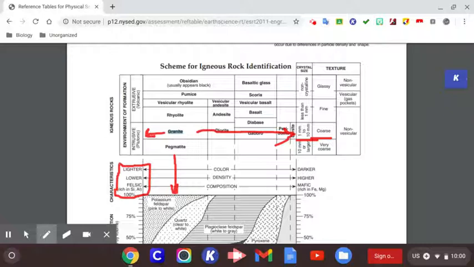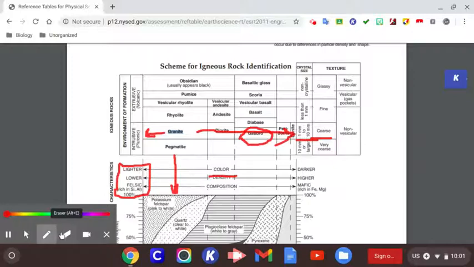Is it that it formed at the Earth's surface, aka extrusive? So is that false? Is it that its grains are 1 millimeter to 10 millimeters in size? Is that false? Is it that it's felsic in composition? Is that one false? Or is it that it's lighter in color than gabbro? Is that false? And notice that gabbro is right here. Gabbro is to the right of granite. They're in the same row, but gabbro is on the right. And consider the color spectrum here.